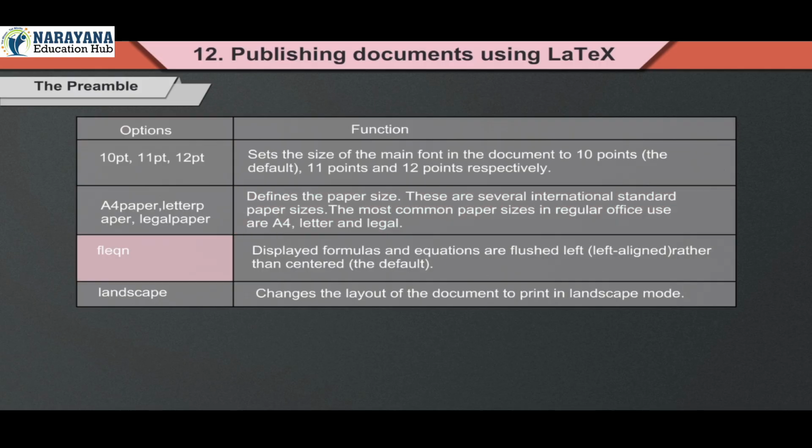Options: fleqn. Function: displayed formulas and equations are flushed left, that is left aligned, rather than centered, which is the default. Options: landscape. Function: changes the layout of the document to print in landscape mode.